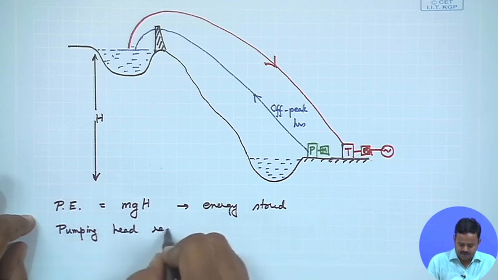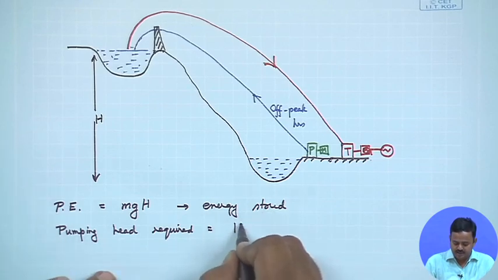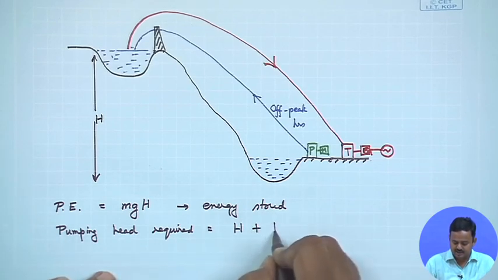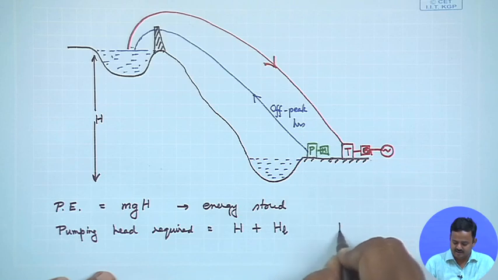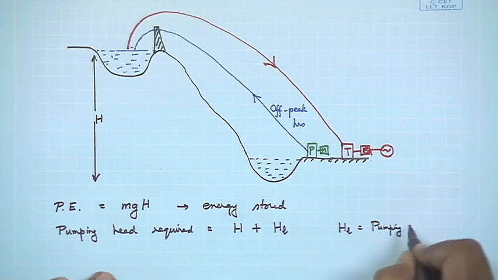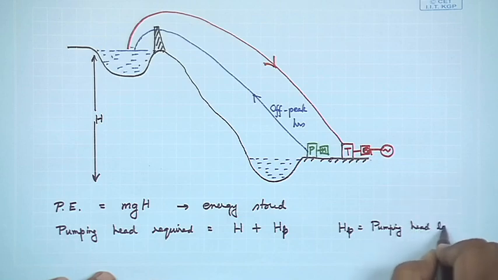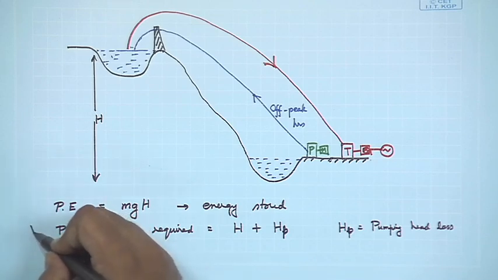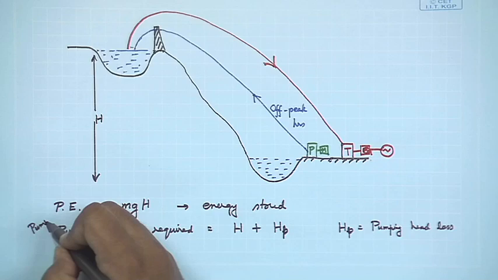However, what is the pumping head required? This is going to be H plus HP, where HP is the pumping head loss. Clear? So, this is when you are in the pump mode.